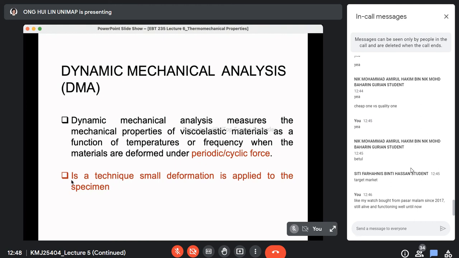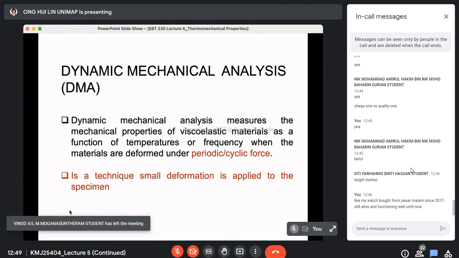So it's a technique, small deformation. Okay, so dynamic, I told you, actually it's a technique for small deformation applied to the specimen. Small. Alamak, satu question lagi orang tanya. Small, how small is it? Kalau you are a detail student, you will tanya, Doktor, small tu macam mana? How small is so-called small?